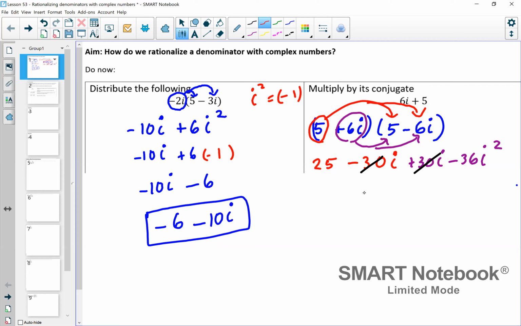So let's just bring down this 25 because there's nothing we're doing with it just yet. And then look what we got here. We got an i squared. And as we went over in problem 1 of the do now, i squared becomes this negative 1. So we're saying negative 36 times negative 1. And this beauty right here can become positive 36, because negative times negative is positive. Final step, we're simply just going to combine our 25 plus 36, which is going to give us an answer of 61.